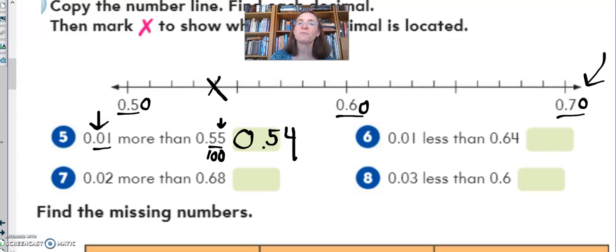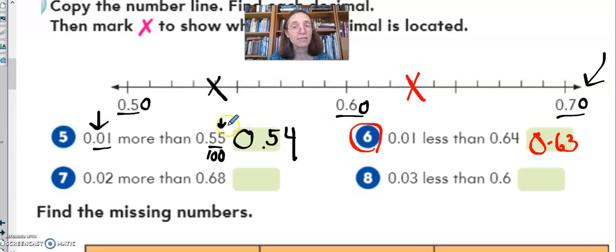Let's take red for number 6 here. It says 1/100th less than 64 hundredths. Well, this is 60, that's 70. In between 60 and 70 hundredths, of course, is 65 hundredths. And let's see, 1 less would be 64 hundredths, and 1 less than that would be right here at 63 hundredths.